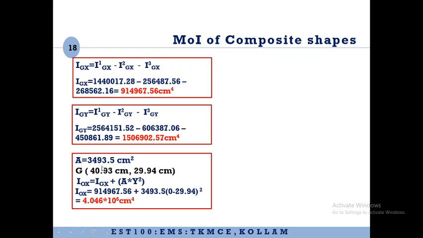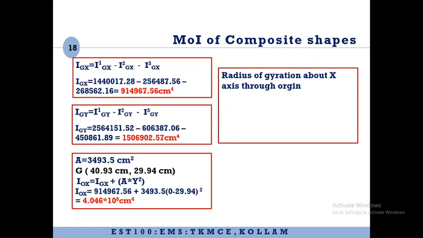So Igx value we have already found here, we are substituting it here. This is the area of the composite figure. Now distance between two x-axis will be difference of the y coordinates. So the y coordinate of the origin is 0, the y coordinate of G is 29.94. We subtract them and take square of them, you will get it as 4.046 into 10 raised to 6 centimeter raised to 4.